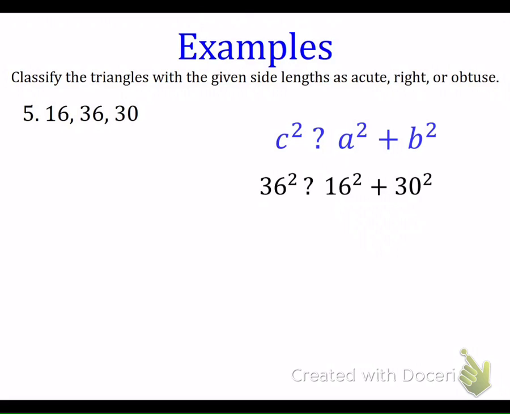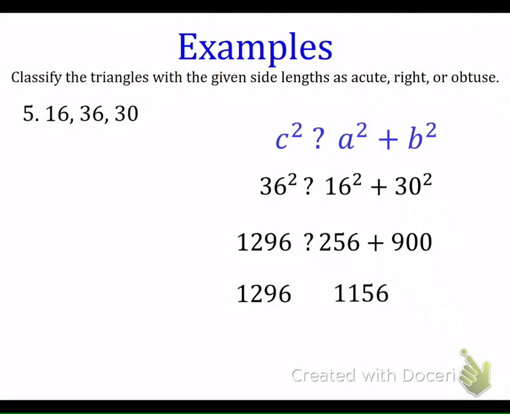What is 36 squared? 1,296. 16 squared is 256. 30 squared is 900. So which side is going to be bigger? C side. Right. When you add those, you get 1156. So the C side is bigger, which makes the C angle bigger. So we are looking at an obtuse triangle. Good.